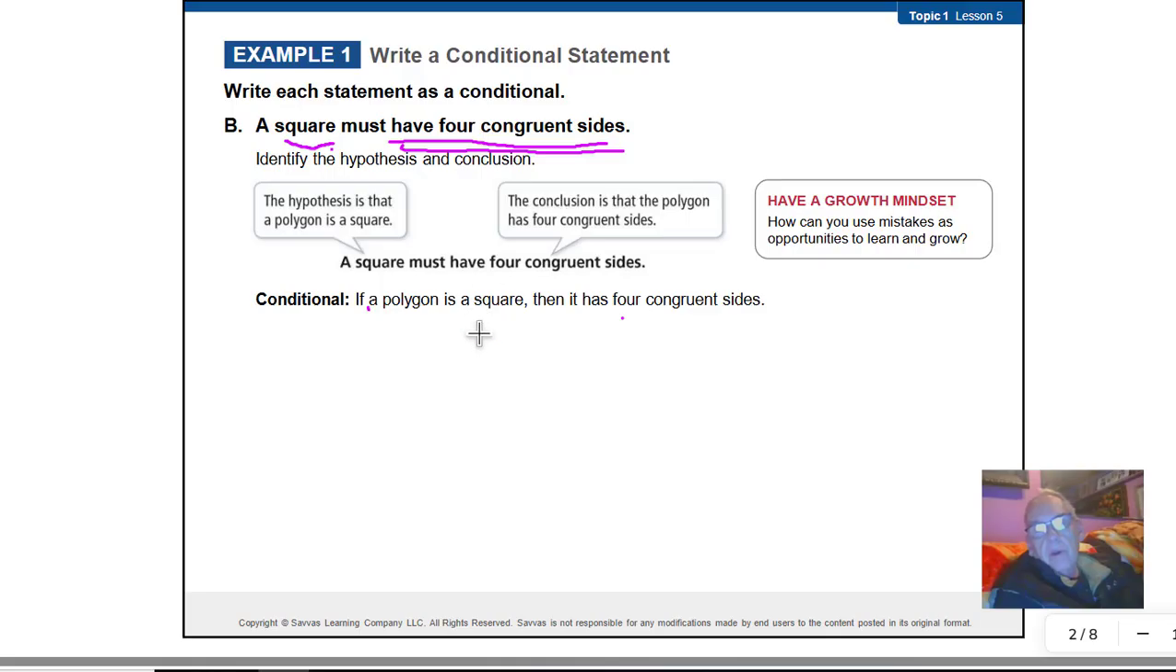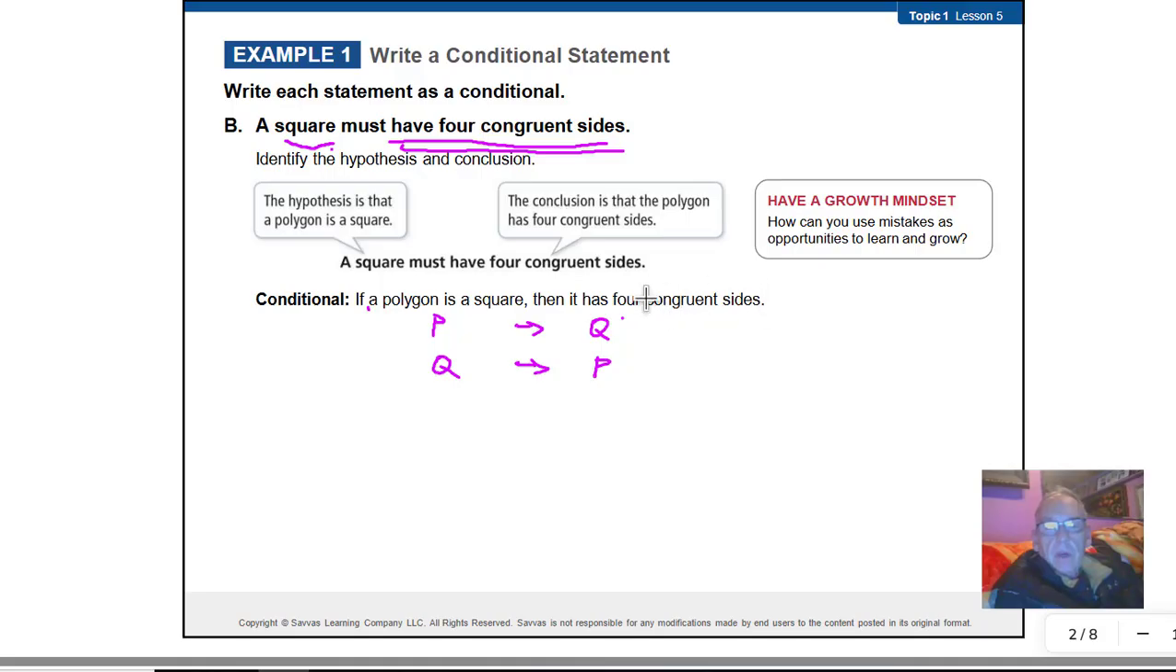Now, I probably could have also done it this way. If a polygon has 4 congruent sides, then it is a square. That would give a different statement. It's actually the converse of this one, because the Q and the P are in opposite places. But that would be one that may or may not be true. Just because one form is true, like the original form, if P then Q, that doesn't necessarily mean that the Q then P version is true. Those have to be evaluated separately.